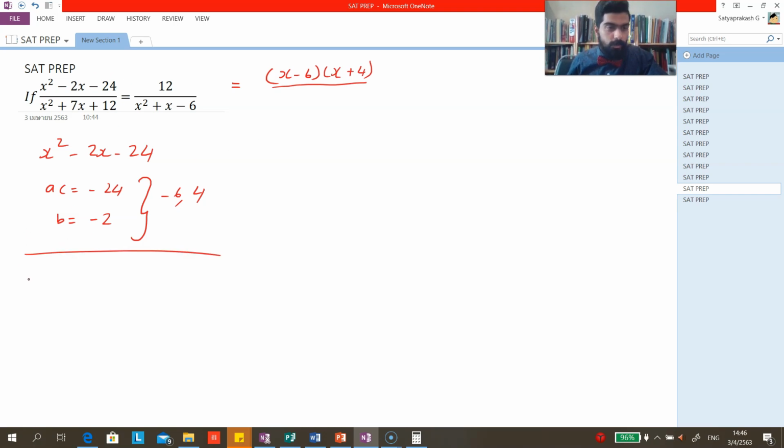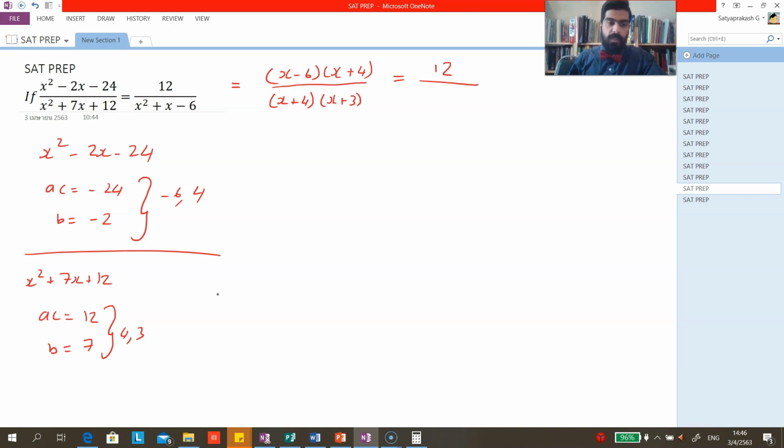Let's see, x squared plus 7x plus 12. Right guys, x squared plus 7x plus 12. So two numbers multiply to give us 12, and those two numbers add up and give us 7, and we know it is 4 and 3. Right guys, 4 times 3 is 12, 4 plus 3 would give us 7. So this denominator we would have (x plus 4)(x plus 3), and this is equal to 12 over, let's see here, the next one.